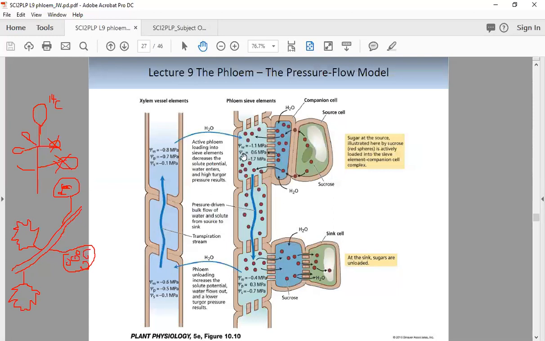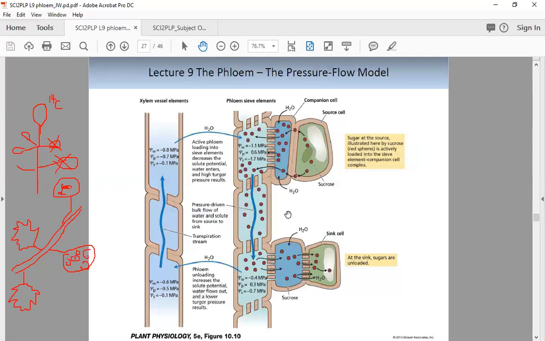So we've got the pressure here, turgor pressure. This is a positive number, positive pressure, unlike the negative hydrostatic pressure in the xylem, which always has a negative value. 0.6 megapascals here compared to 0.3: lower pressure here, higher pressure here. This is what's supposed to drive translocation from source to sink, the actual pressure gradient, the difference in pressure. That's why it's referred to as pressure-driven bulk flow.